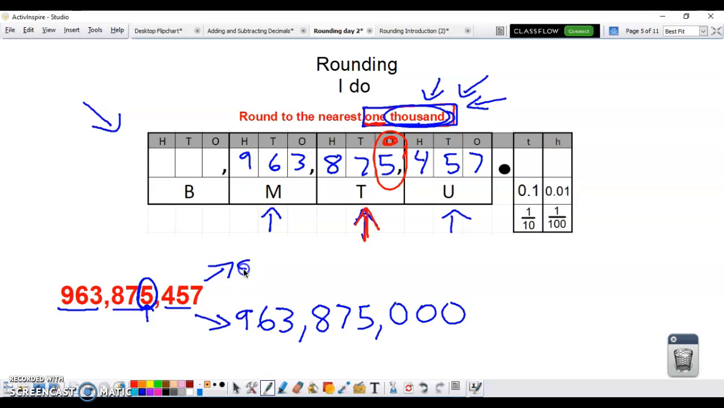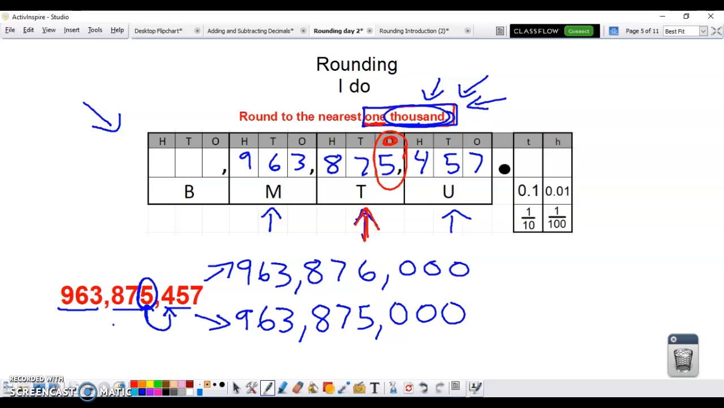So again, 963,876, because I'm rounding up one value. Everything else turns into zeros. Now the strategy that we're using is, in order for me to decide if I'm going to round up the 5 or let it stay the same, I'm going to need help from my neighbor to the right. My neighbor is going to be a big indicator whether I'm going to round up or let it stay.